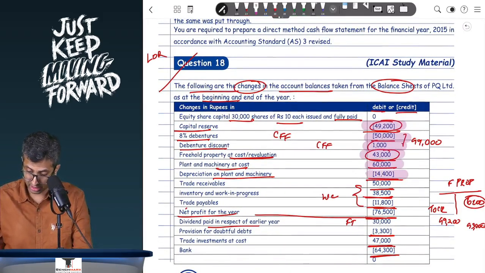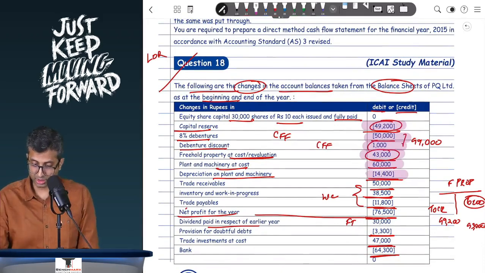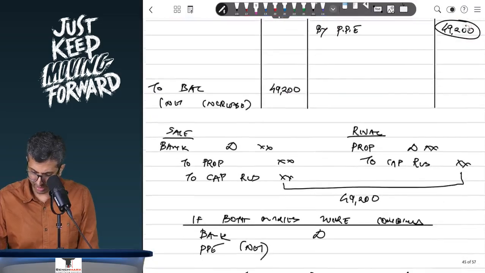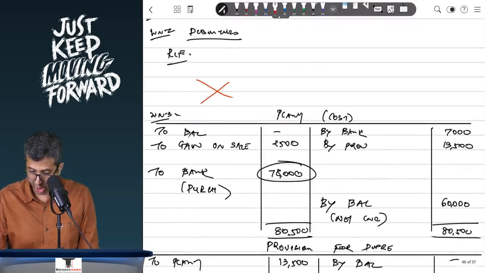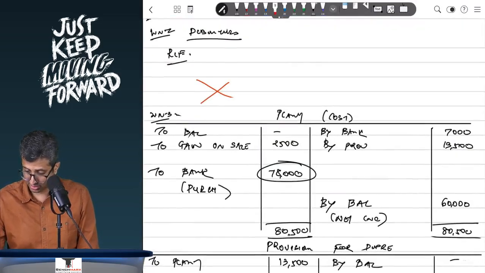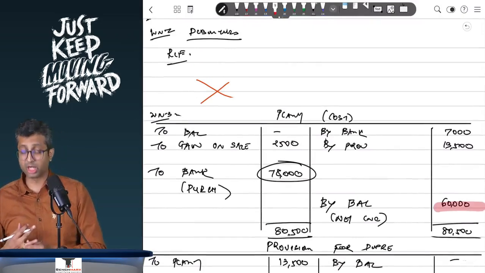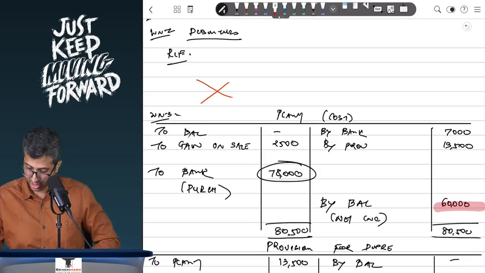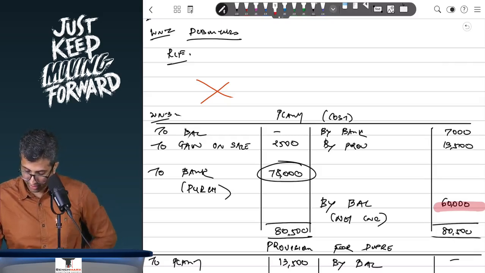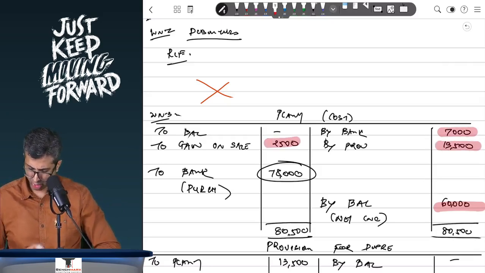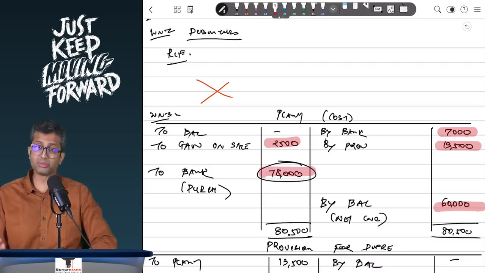Now plant, there is a 60,000 increase. So if I were to prepare my plant account, what is happening? I don't know what the opening is, I don't know what the closing is, but I know that there is an increase of 60,000. Now during the year there is a sale of plant which is costing. What is the original cost? Well, it is costing, I believe, 20,000. ये हमने remove कर दिया over here, and then 78,000 must be the purchase.